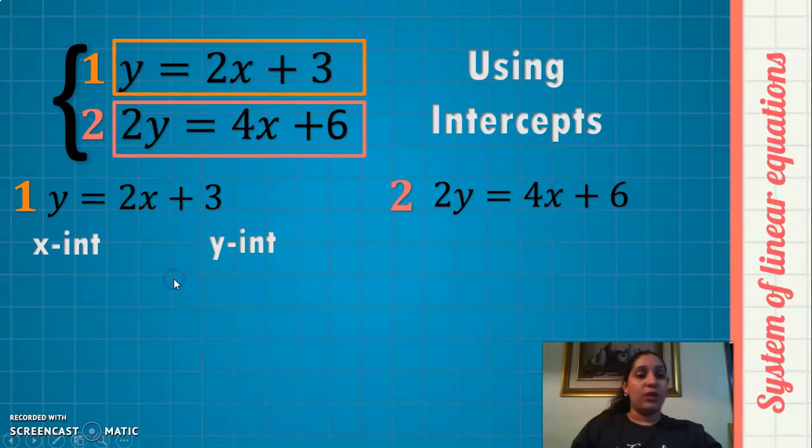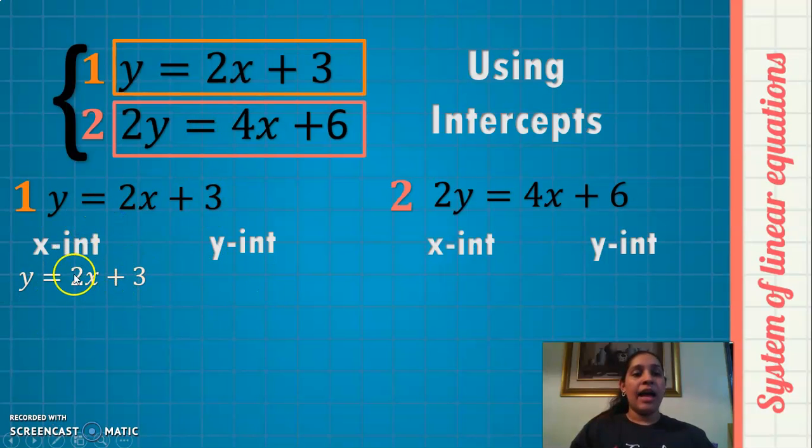You need to find which one is your x-intercept and your y-intercept, and also which one is your x-intercept and y-intercept for the other equation. This way you can see that you need to find the x and y-intercept for each of the equations you have in here. So when we start here, and I want to find my x-intercept, I need to place my value for y as a 0, because remember that always when you work with the x-intercept, your y equals 0. So I place my y as a 0 and I have 2x plus 3.